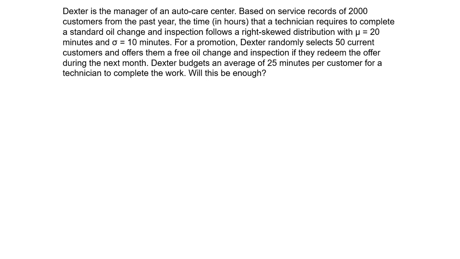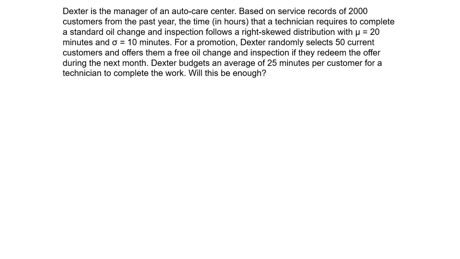Okay, so we're going to talk about the central limit theorem this time. The central limit theorem says the sampling distribution of our x bar, our sample mean, will be approximately normal when the sample size is large. And by large, we mean a sample size greater than or equal to 30. Okay, so let's go through this problem and see if it matches all that.